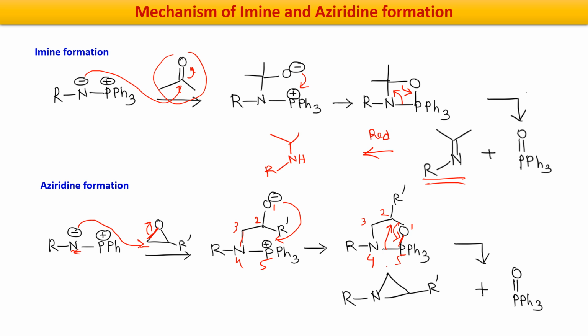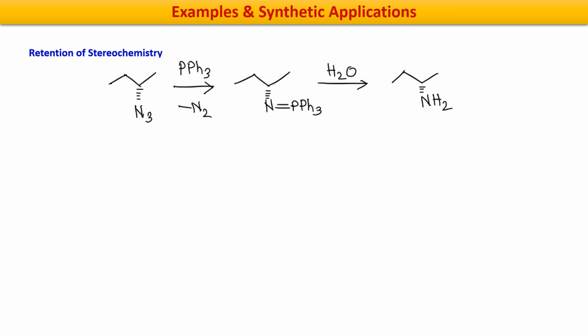So as if it is 3, it is 2 where R prime is present, and nitrogen is 4, and 1 and 5 like this. Okay. So in this way we can get aziridine. Next we will see some examples and synthetic application.